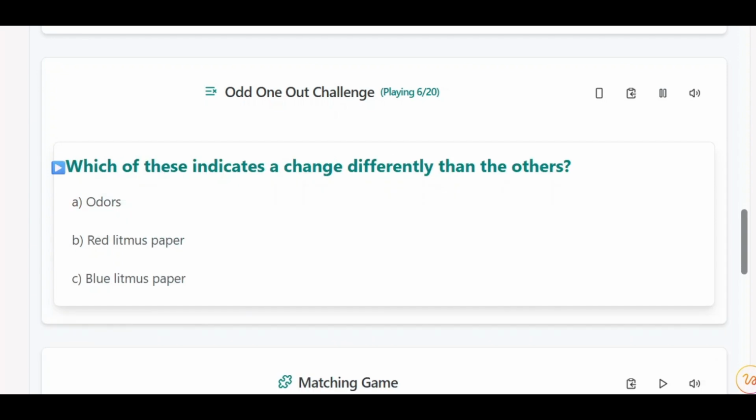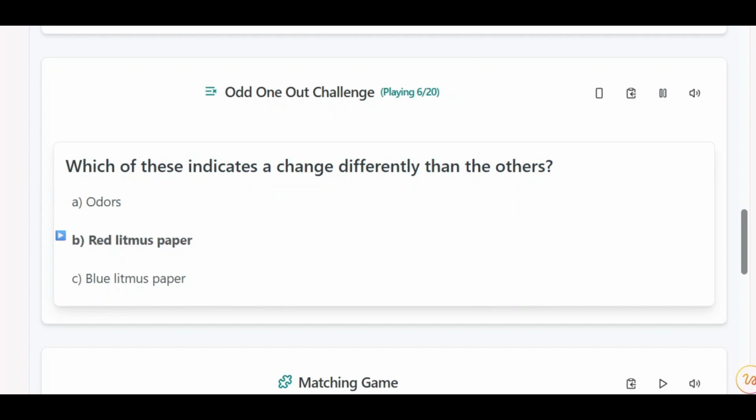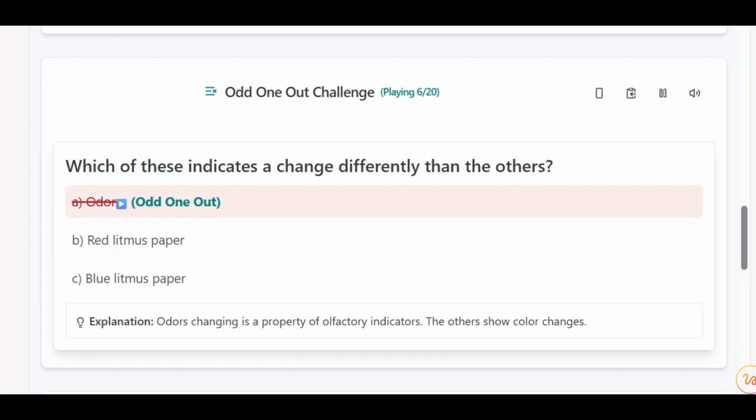Which of these indicates a change differently than the others? Odors. Red litmus paper. Blue litmus paper. The odd one out is odors, because odors changing is a property of olfactory indicators. The others show color changes.